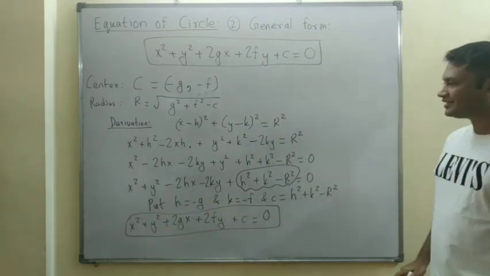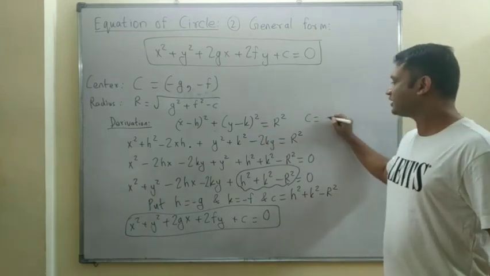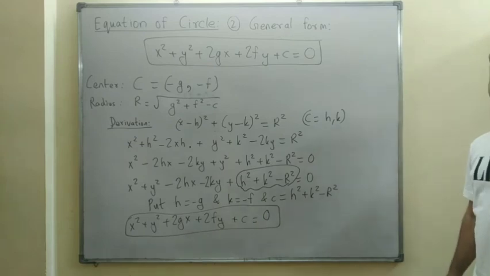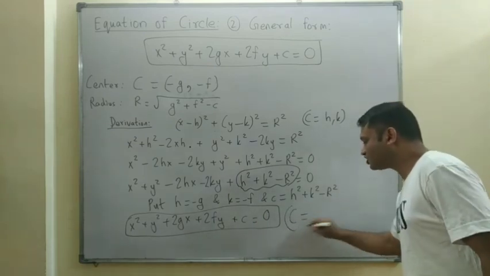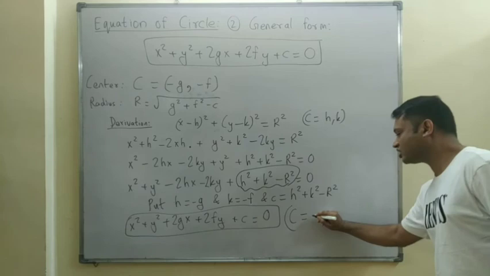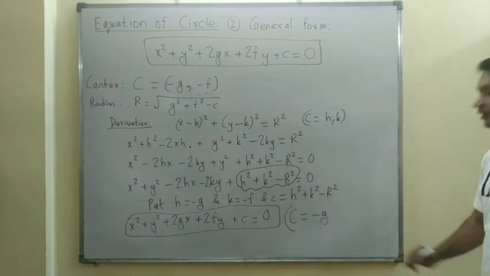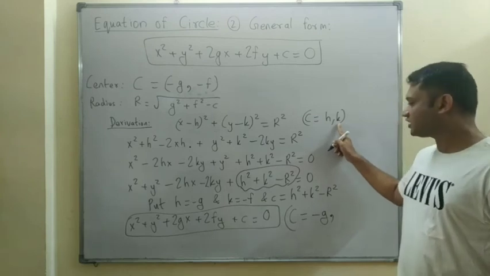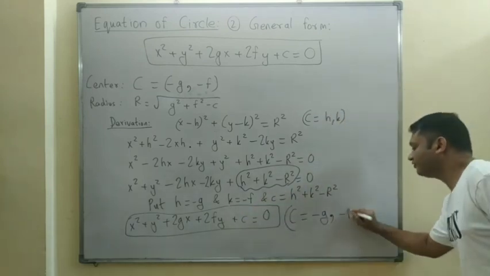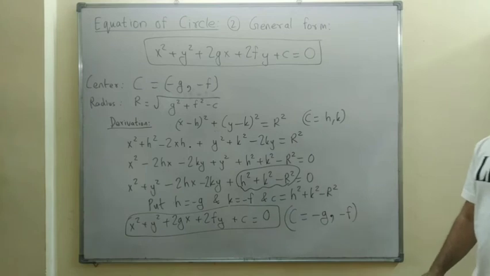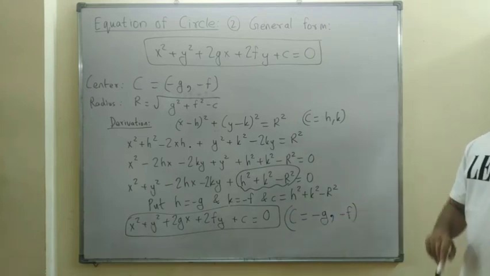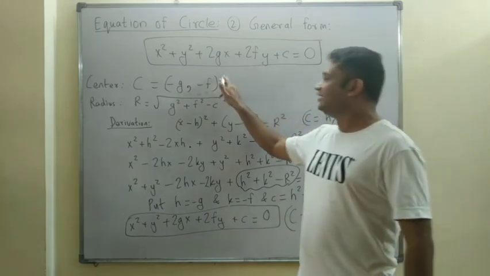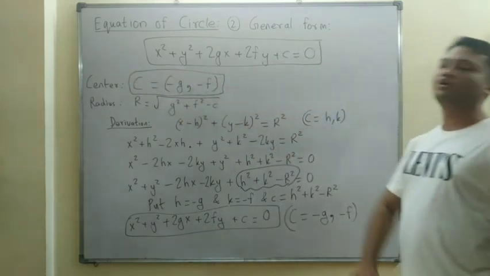So what was in this case the center of circle? It was h comma k. But what is h? h is minus g. So the center of circle has x coordinate minus g, and we have k as the y coordinate of the center of circle. So k is minus f. So we can say the center of circle will have coordinates minus g comma minus f. This is how we derive the center of the circle as minus g comma minus f.